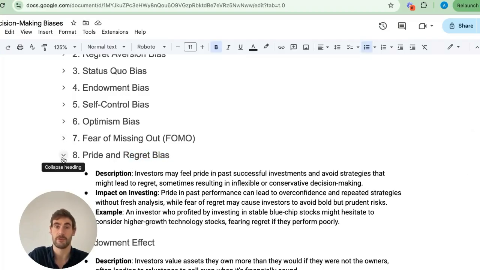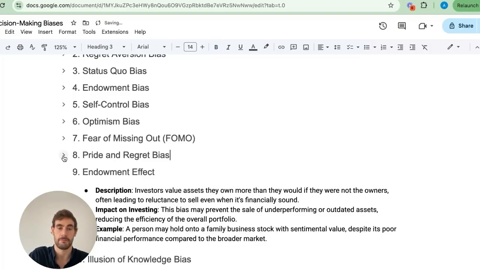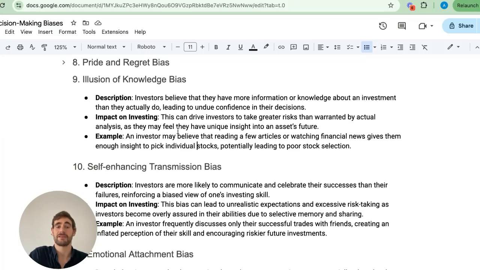But let me know if you have a different strategy, how you feel about it, how you go about managing this bias. Bias number 9, illusion of knowledge. Here's where investors believe that they have more information or knowledge about an investment than they actually do, leading to overconfidence in their decisions. This can drive investors to take greater risk than warranted by actual analysis, as they may feel that they have a unique insight into the future of the asset.